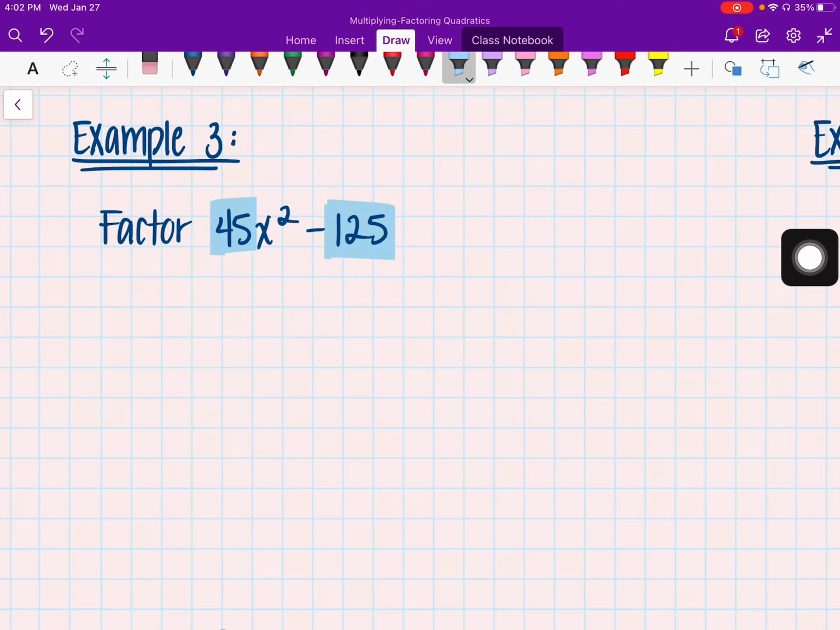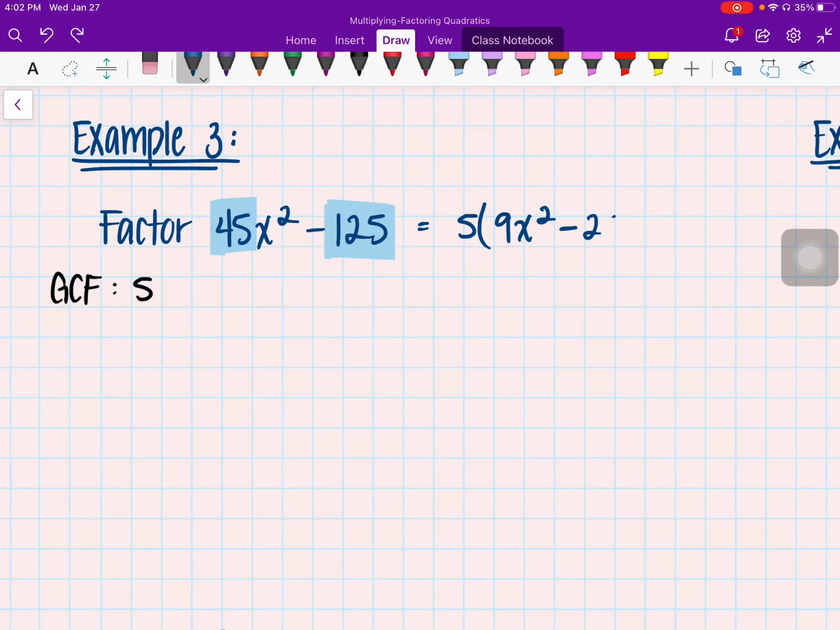They actually do have a GCF, a greatest common factor, and in this case, that GCF is 5. So what I'm going to go ahead and do here, guys, I'm going to go ahead and factor a 5 from each of these terms here. So we have the following. If I factor a 5 from 45, we have a 9 and I'm left with the x squared. And if I factor 5 from 125, I have 25 left.